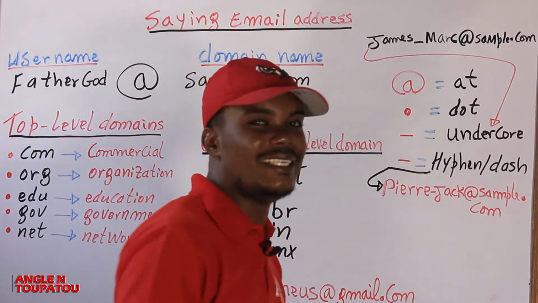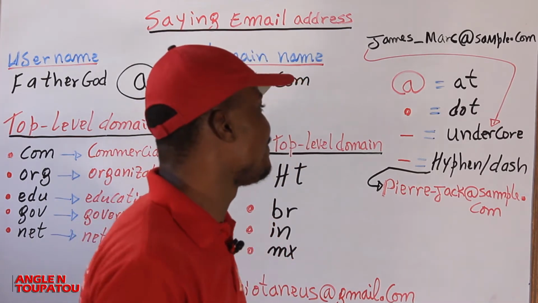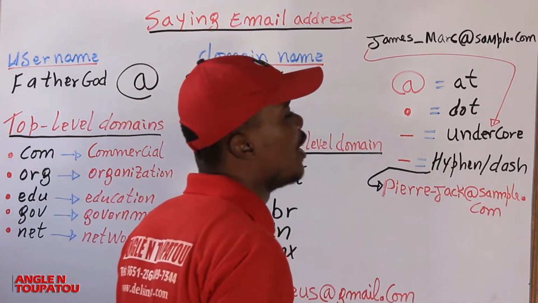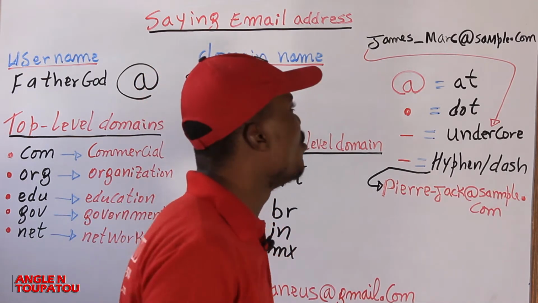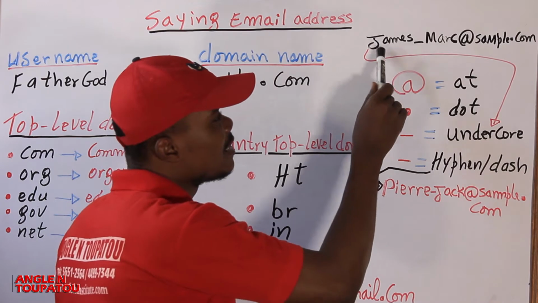Dot. Okay, you say dot com. And then you got underscore. What is underscore? Underscore, for example, this.